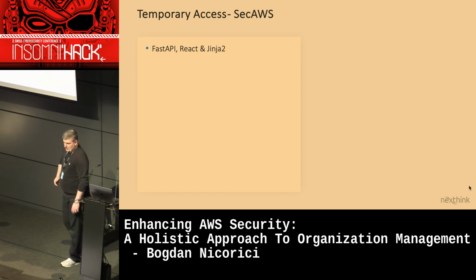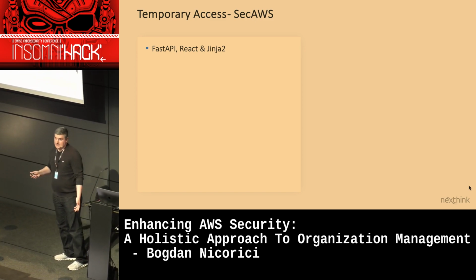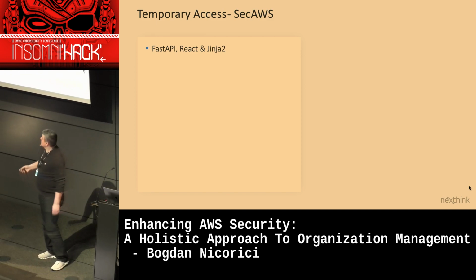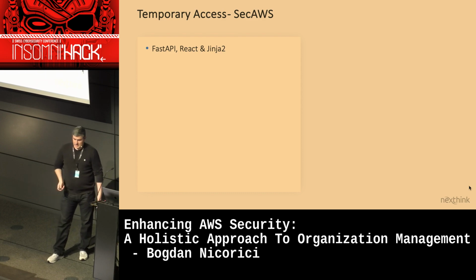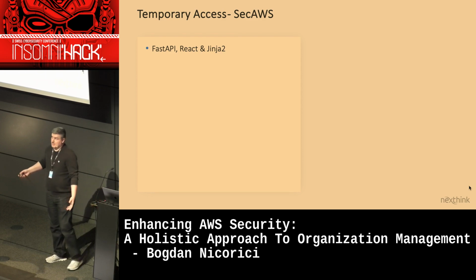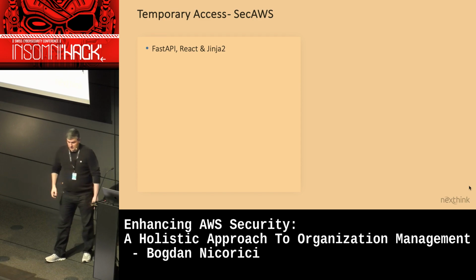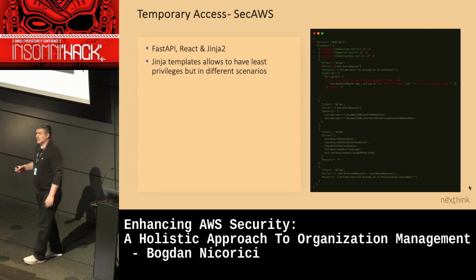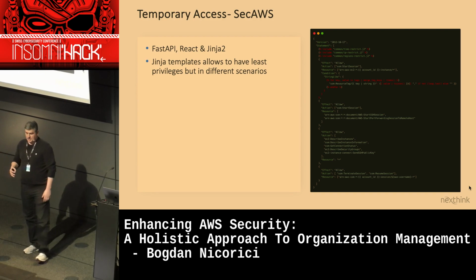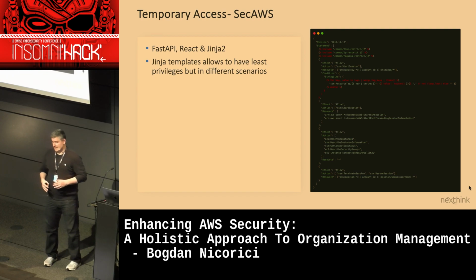So how did we build AWS? Again, the name is not the best, but it has AWS in the name. We used FastAPI, Python, super easy. Everyone understands Python, easy to write. We used React. I'm not a web developer, so I used the thing that was the most obvious, and Jinja2. And the reason we use Jinja2 is that this is what gives us the capability to say we really do least privilege, because we use templates.